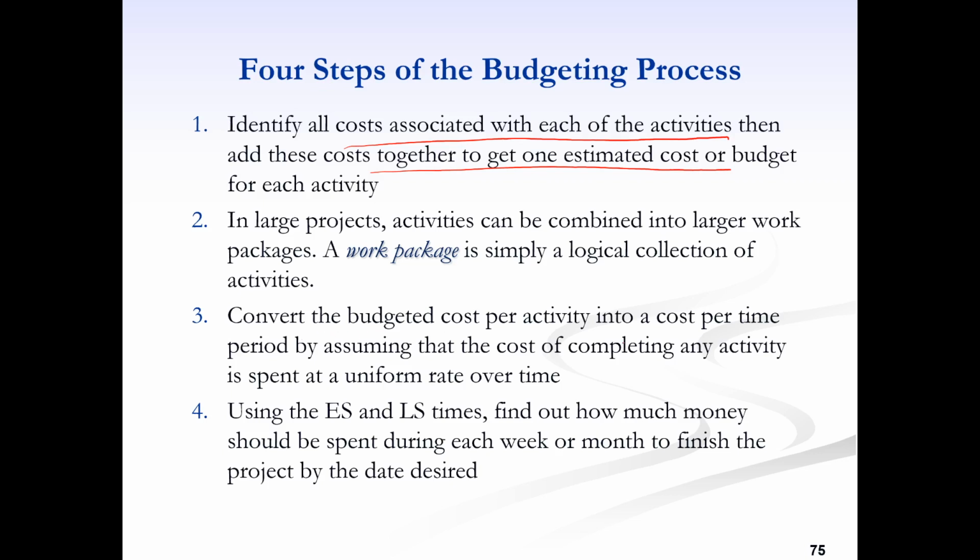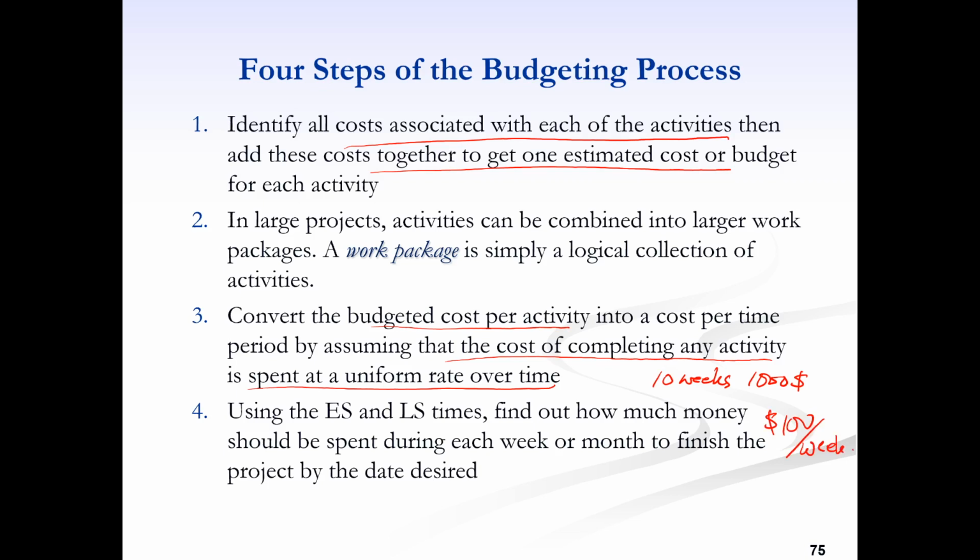Convert the budgeted cost per activity into a cost per time period. So we have estimated the cost for each activity, and then we should work out how this cost will be spent per time period. We can assume that the cost of completing any activity is spent at a uniform rate over time. For example, if an activity is taking, let's say, 10 weeks and costing us $1,000, then if we assume that uniform expenditure is made, we can say that $100 has to be spent per week.